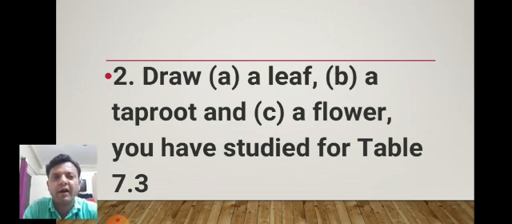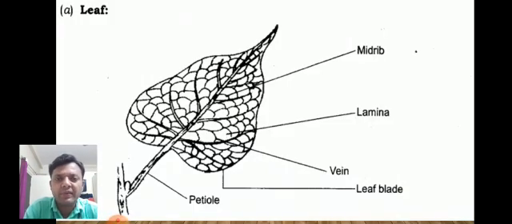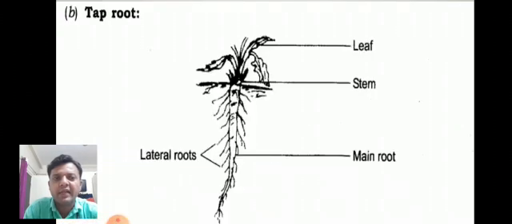First of all, A, leaf. In this way you need to draw the diagram: midrib, lamina, vein, leaf blade, petiole. This is the way you can draw the diagram of a leaf. Then the taproot. You should label it in this way: leaf, stem, main root and lateral root. This is the diagram of a taproot.